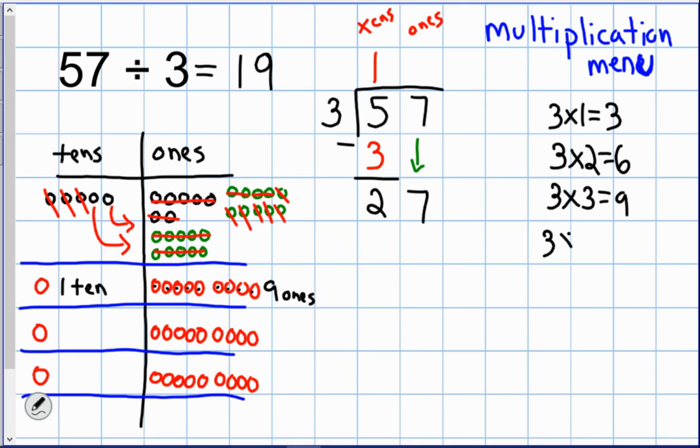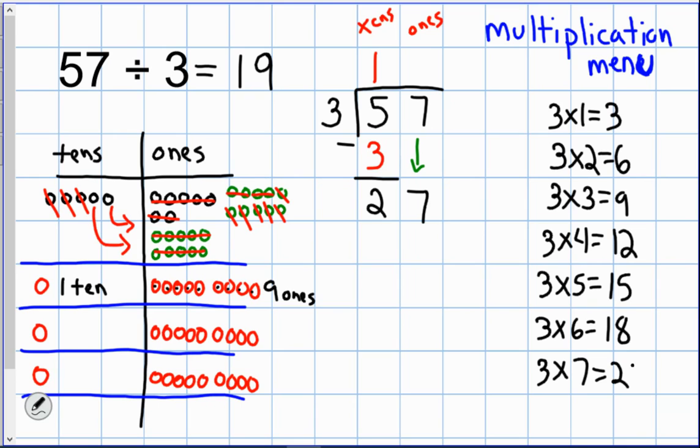3 times 3 is 9, 3 times 4, 12, 3 times 5, 15, 3 times 6, 18, 3 times 7 is 21. Run out of room, so go over here. 3 times 8, 21 plus 3 is 24. 3 times 9, 27. Remember, you're just adding 3 every time.